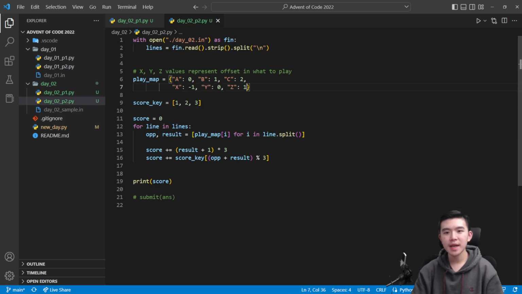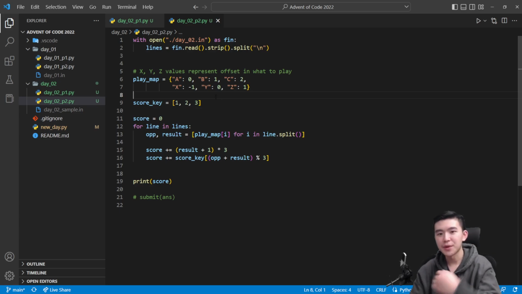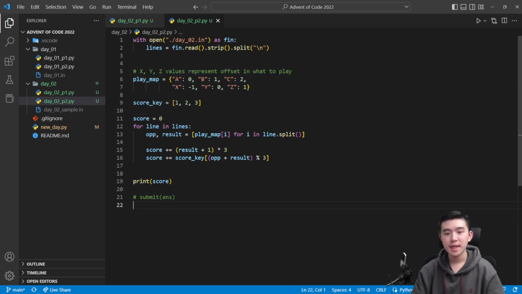Instead of X, Y, and Z encoding the plays that we need to make, they encode the offset from our opponent. So, for example, if our opponent plays 0, which is rock, then we need to play 1 less than that if we are given X, because playing 1 less than any given number is going to lose to that number. As another example, 2 is going to lose to 0, because 2 is 1 less than 0, mod 3. So if we are given X and our opponent plays A, then we are going to play 2.